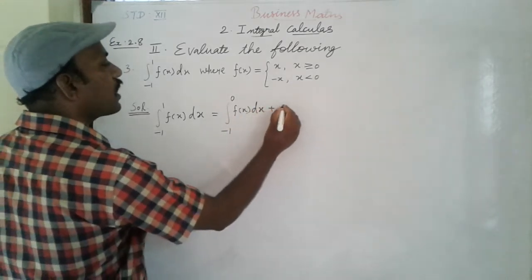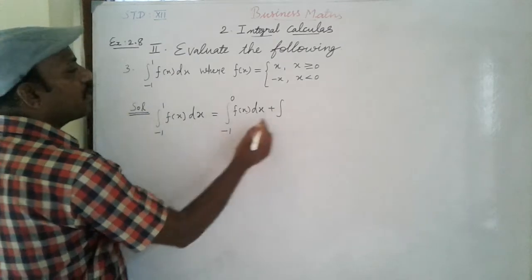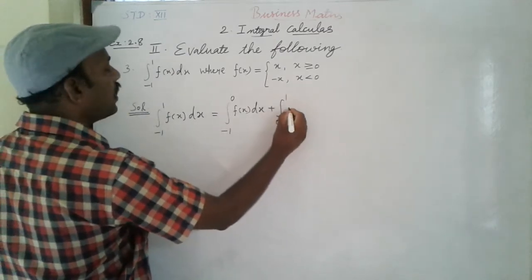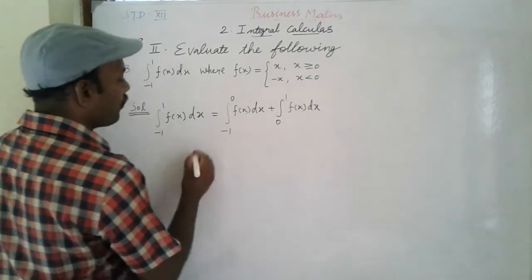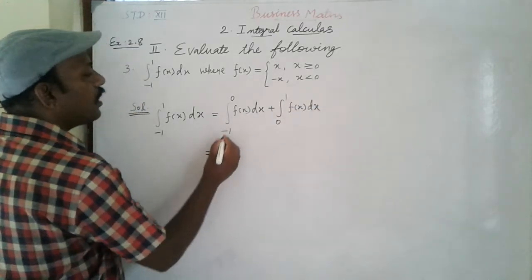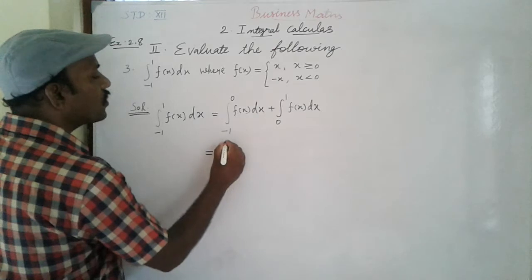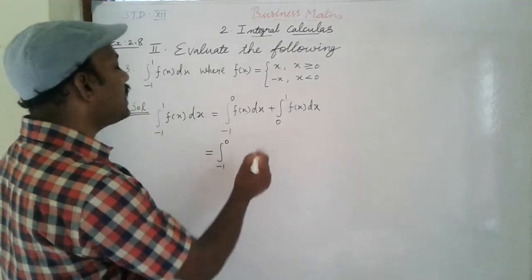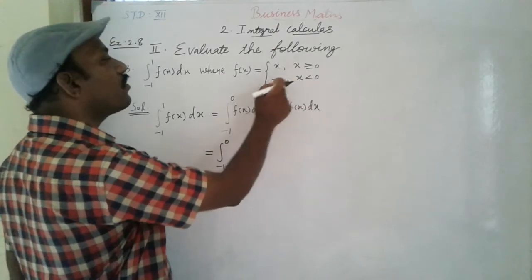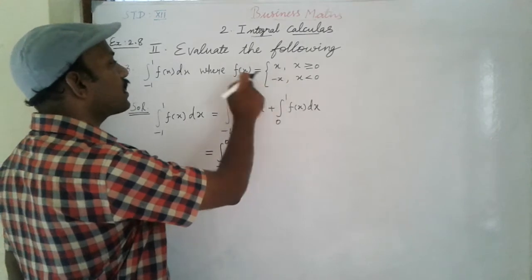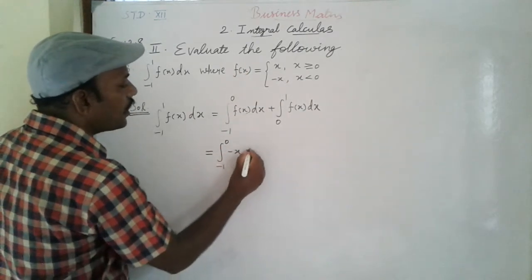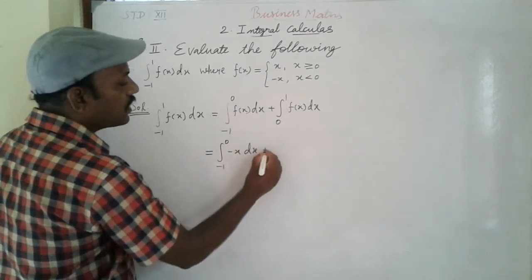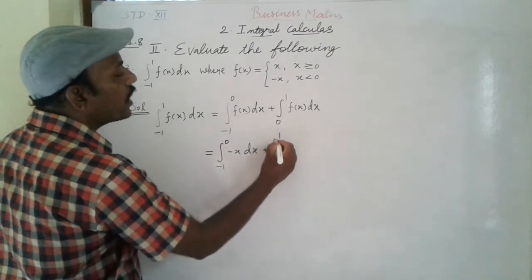Next, the integral from 0 to 1 of f of x dx. That is equal to the integral from minus 1 to 0 where x is less than 0. Then what is f of x? Minus x is f of x. So minus x dx plus the integral from 0 to 1.